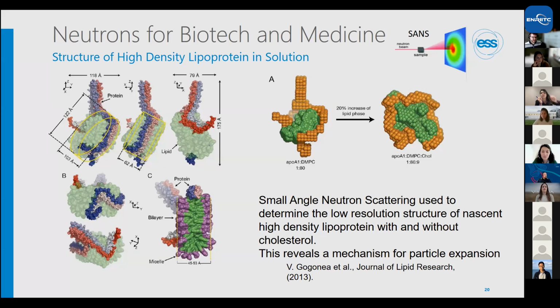This particular example here is now concerned with the structure of high density lipoprotein in solution, where small angle scattering was used to understand how cholesterol is bound with nascent high density lipoprotein and how it was bound together. And of course, high cholesterol is a problem in many countries. And if you can now understand the exact mechanism of that, then it has the potential to help you to develop drugs to counteract it.